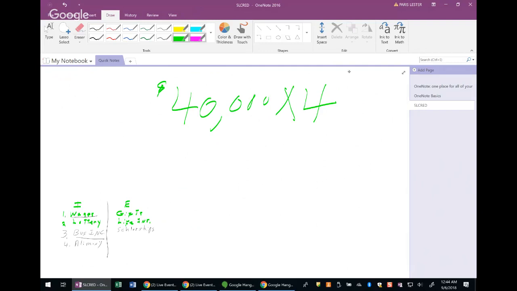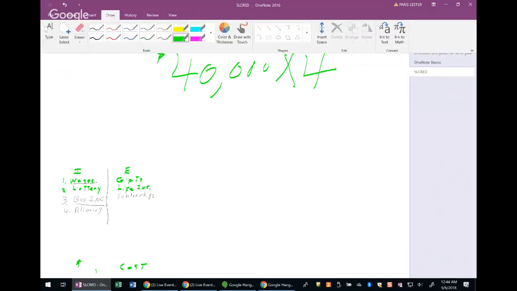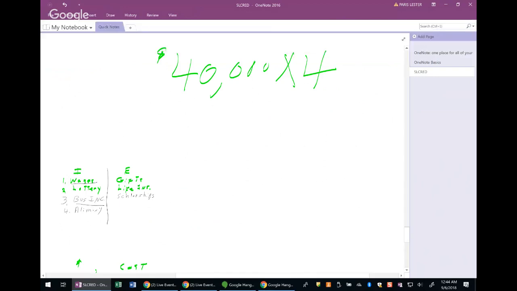All right, I need to get a better pen. I don't know if the old green was the best or what. Maybe the old purple was the best.